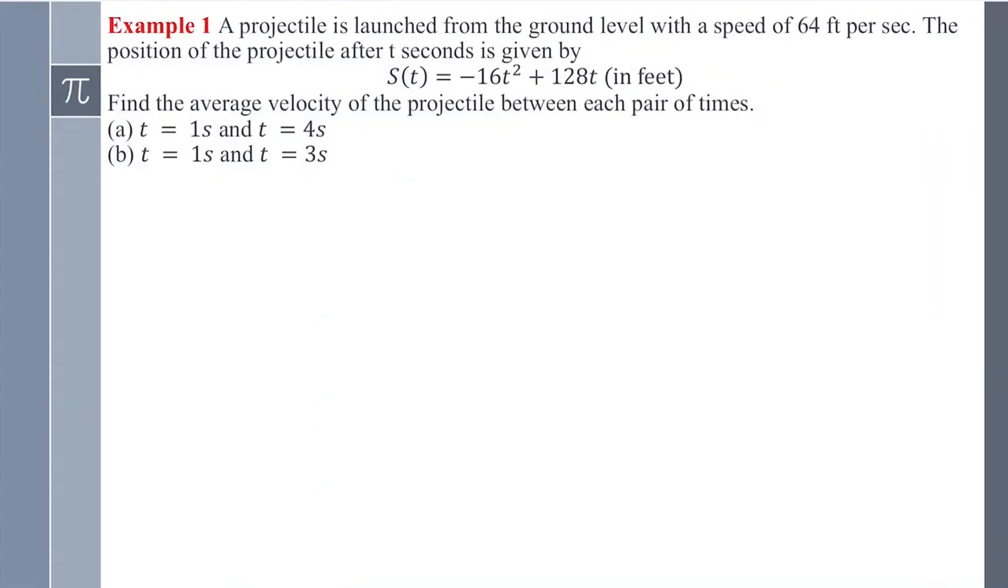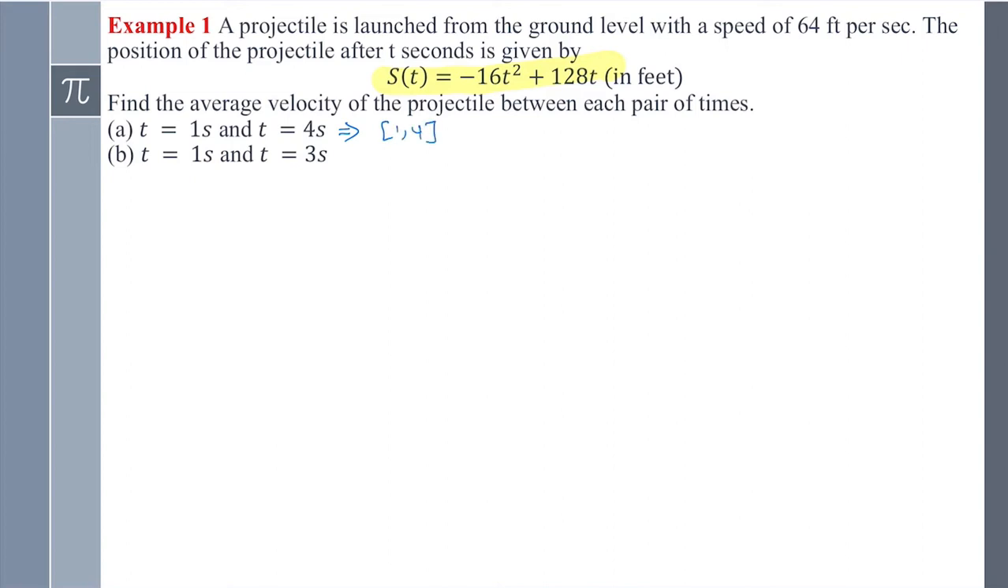Now let's look at a problem here. A projectile is launched from the ground level with a speed of 64 feet per second. The position of the projectile after t seconds is given by this function right here. We are asked to find the average velocity of the projectile between each pair of times. The first pair of times is t equals 1 second and t equals 4 seconds. This can also be written as the interval [1, 4].